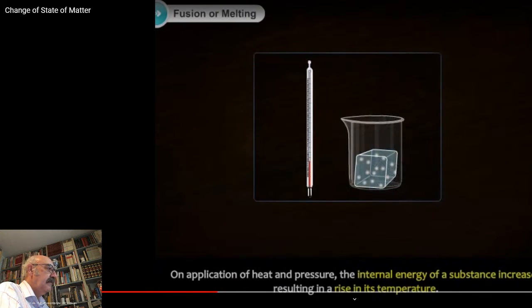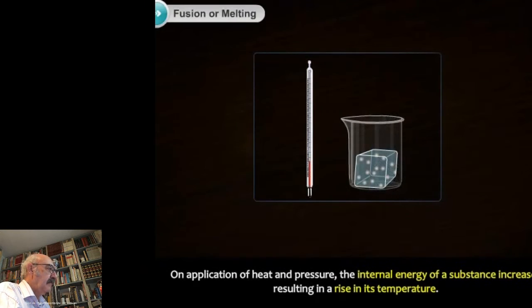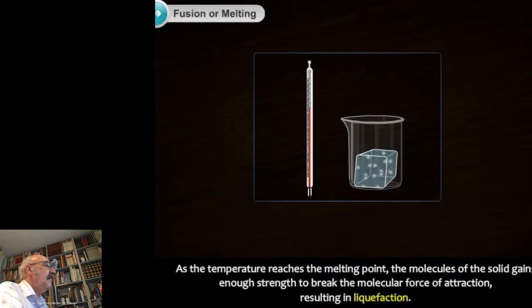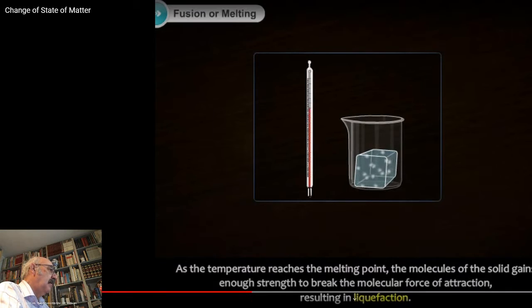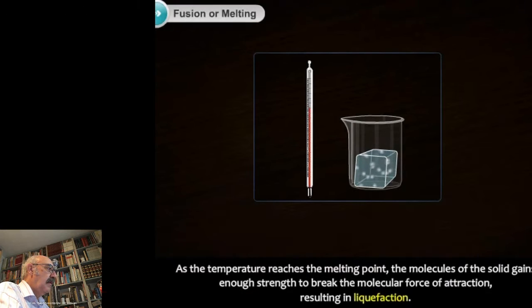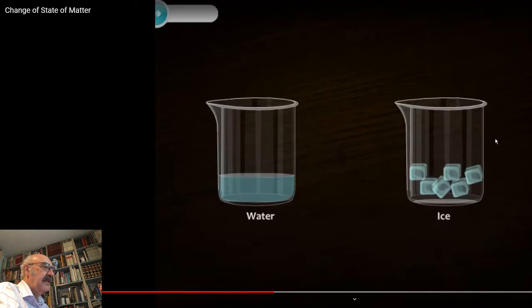On application of heat and pressure, the internal energy of a substance increases, resulting in a rise in its temperature. As the temperature reaches the melting point, the molecules of the solid gain enough strength to break the molecular force of attraction, resulting in liquefaction. Liquefaction is another word for the change of state from solid to liquid.